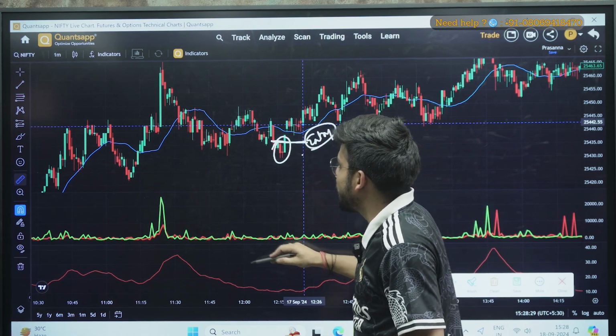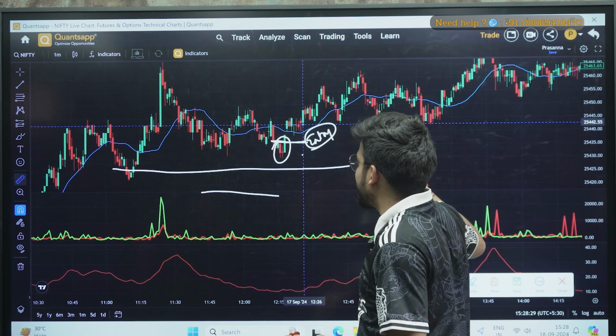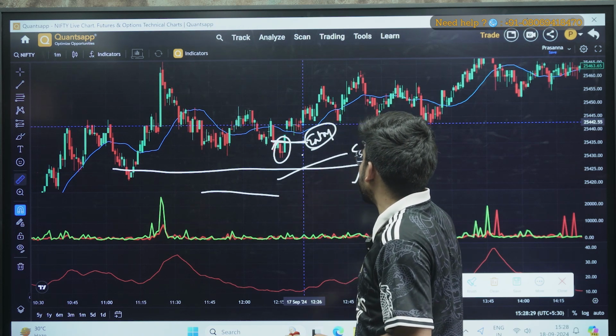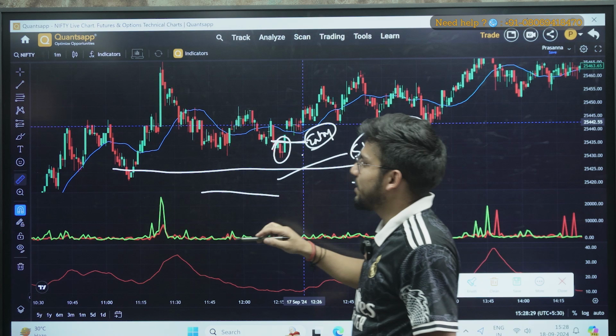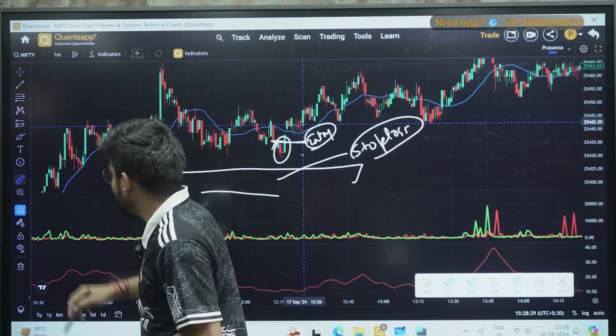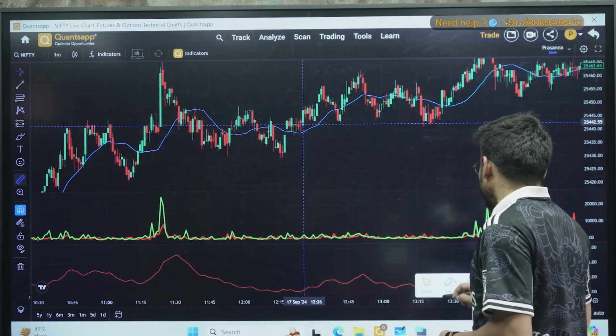And what will be your stop loss? The zone that I have drawn here before, that could be your stop loss here. That is one of the things how you can make the entry. Now we will go to the next step, how you can make the entry otherwise.